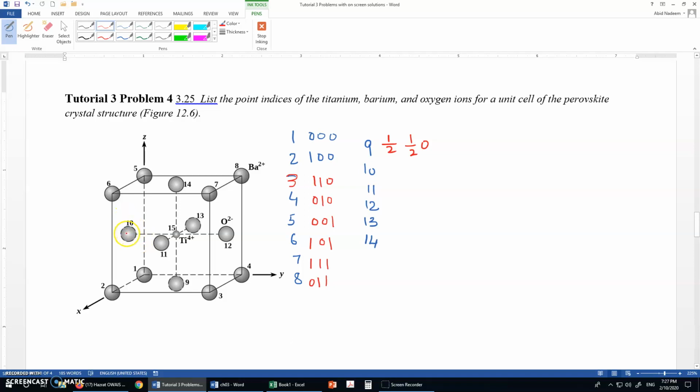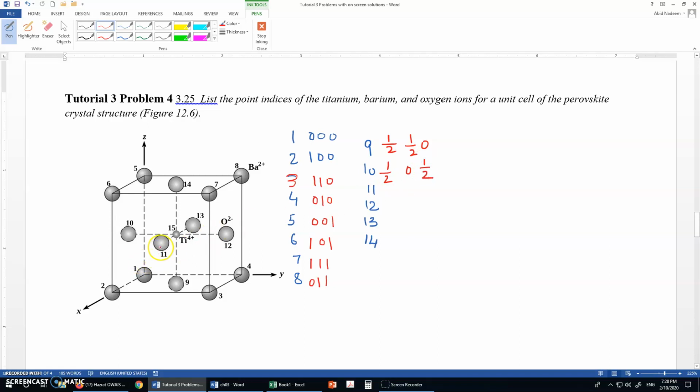Point 10 is half the distance along the x-axis, 0 distance along the y-axis, and half the distance along the z-axis, so it will be 1 by 2, 0, 1 by 2.